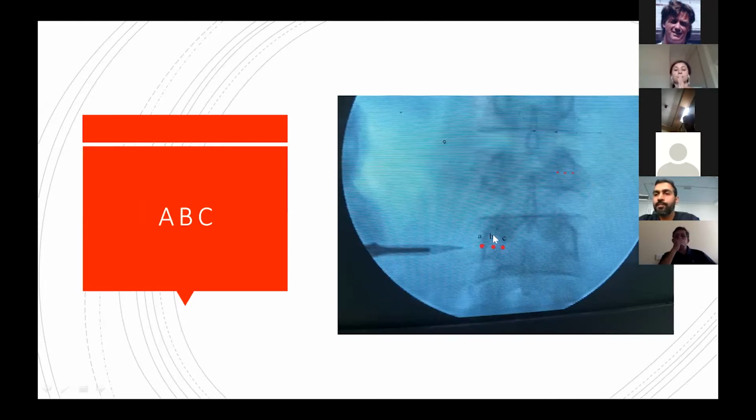Now this slide is very important. You can appreciate the AP view of the spine, and these three points, the red dotted points, are important, the A, B and C points. Now the A point is the lateral edge of the pedicle, the B point is the middle of the pedicle, whereas the C point is the medial edge of the pedicle.